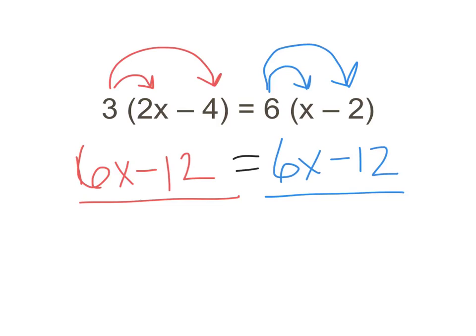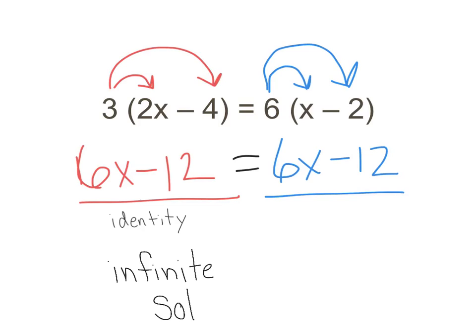let me get the right pen on here so that way I can write it out. We're going to call this an identity. And that means when something is an identity, it has infinite solutions. That means any number that you plug in for the x value is going to give you a correct answer. So there's an infinite number of solutions from negative infinity to positive infinity that will make this equation true.